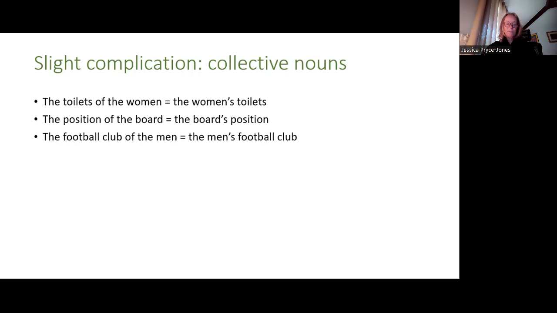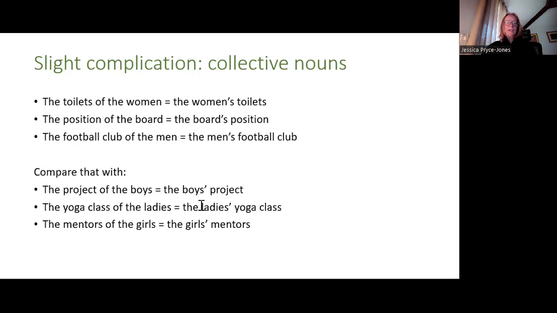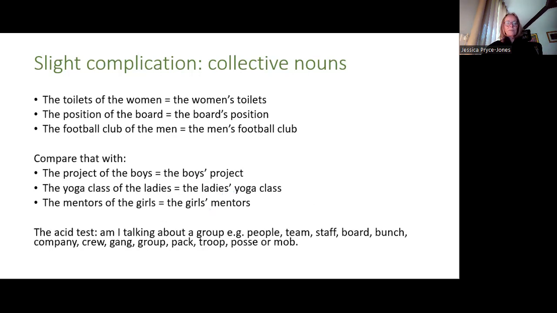Okay, so far so good? Right, so this is just to show you what happens when it's not a collective noun and how the apostrophe goes after the S. So we've got the boys' project, the ladies' yoga class, the girls' mentors. So that's what happens with a usual, normal noun. But the collective noun, when you're describing a group of people, just behaves as if it's singular. How strange is English?